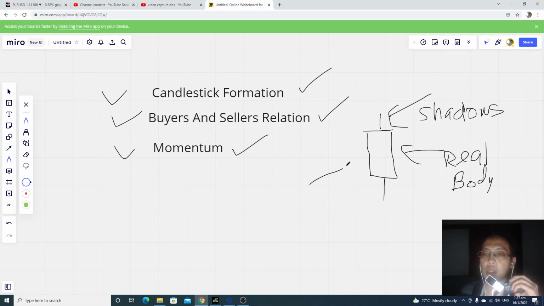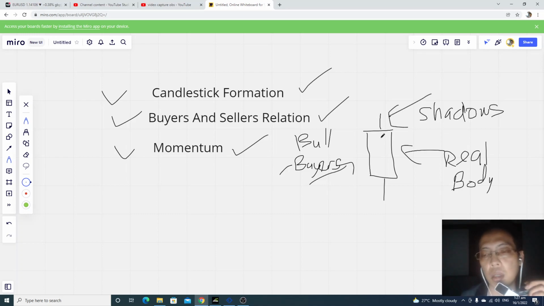Let's assume that this is a bullish candle. When it's a bullish candle, what does it mean? It means the bias is strong and there's a lot of bias. Just remember that a bullish candle shows that there is a lot of bias at this particular session, and it's a bullish market.